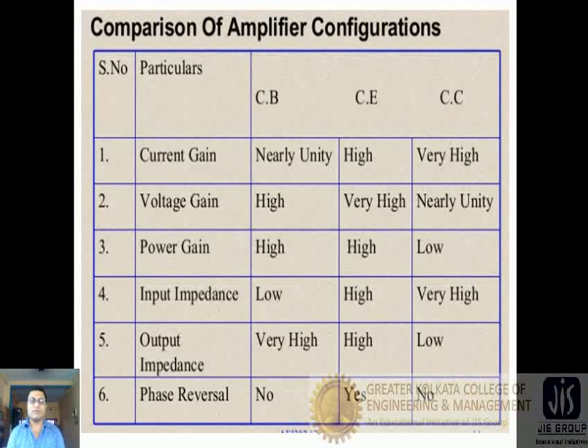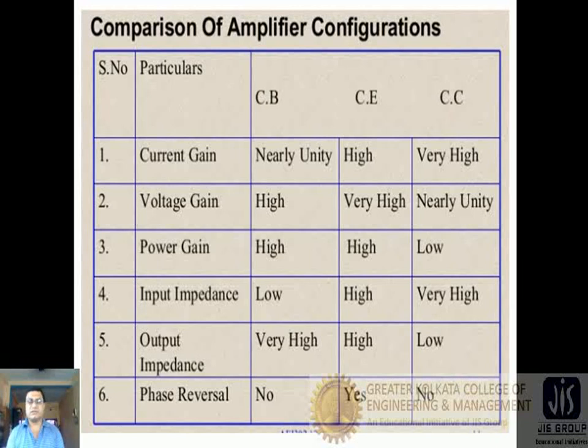For common base configuration, the power gain is high. For common emitter configuration, the power gain is also high. For common collector configuration, the power gain is low. For common base configuration, the input impedance is low. For common emitter configuration, the input impedance is high. For common collector configuration, the input impedance is very high. For common base configuration, the output impedance is very high. For common emitter configuration, the output impedance is very high. And for the common collector configuration, the output impedance is low.